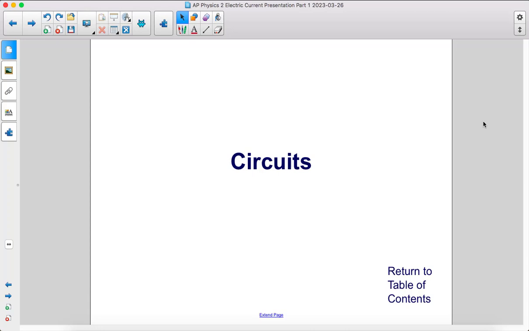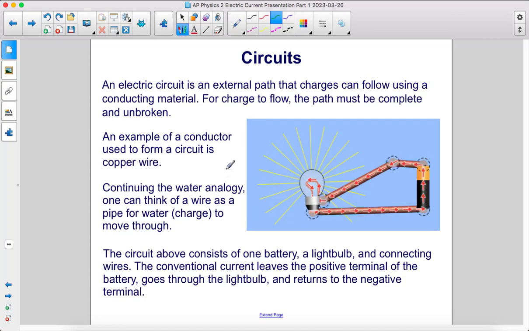Circuits. An electric circuit is an external path that charges can follow using a conducting material. For charge to flow, the path must be complete and unbroken. An example of a conductor used to form a circuit is copper wire. Continuing the water analogy, one can think of a wire as a pipe for water, or charge, to move through. The circuit above consists of one battery, a light bulb, and connecting wires.